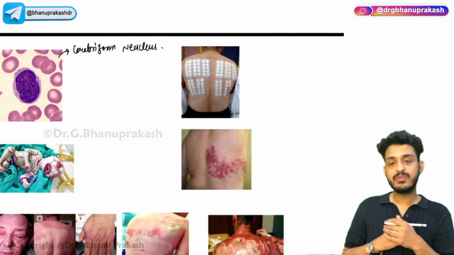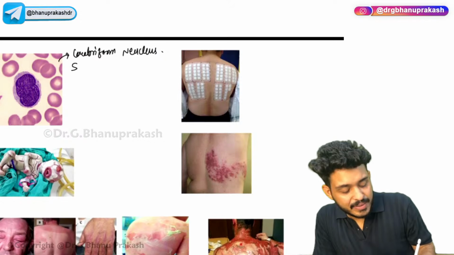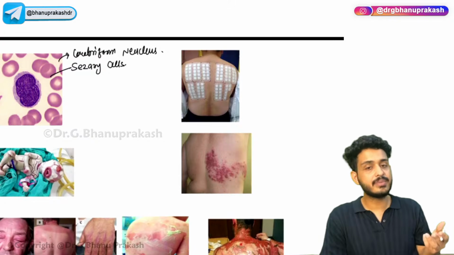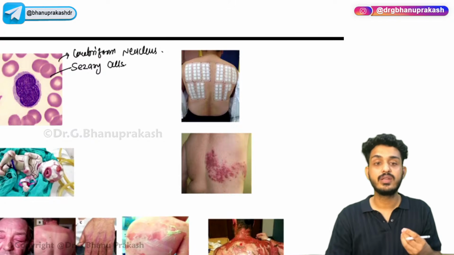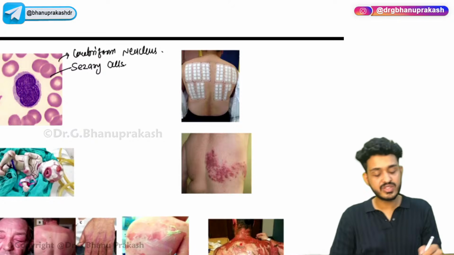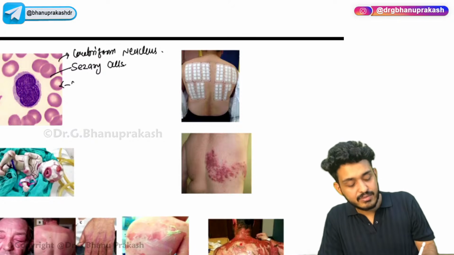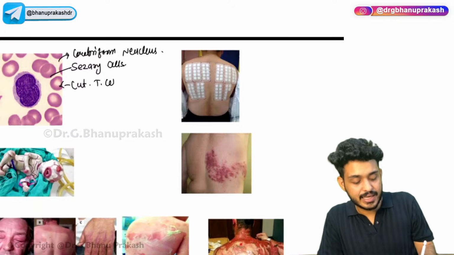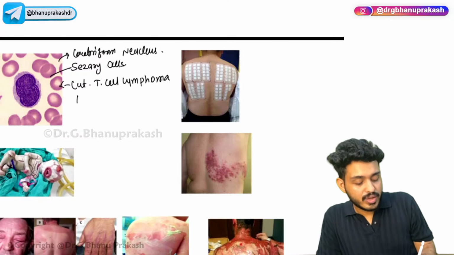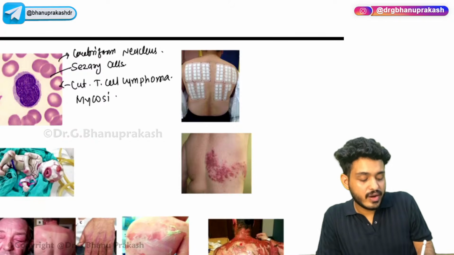Next one is your cerebriform nucleus. Okay, it will be having which cells? It will be having Sézary cells. Sézary cells, cerebriform nucleus, they are the feature of what? They are the feature of cutaneous T cell lymphoma, also known as mycosis fungoides.